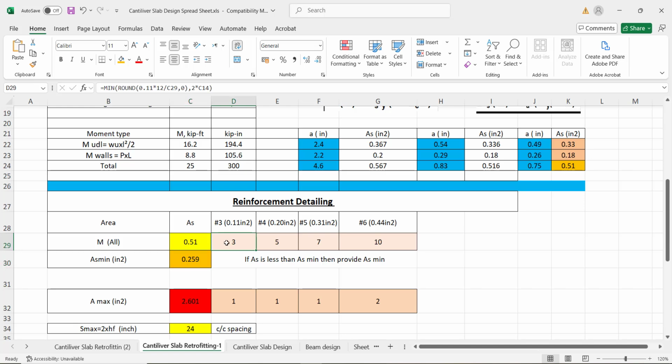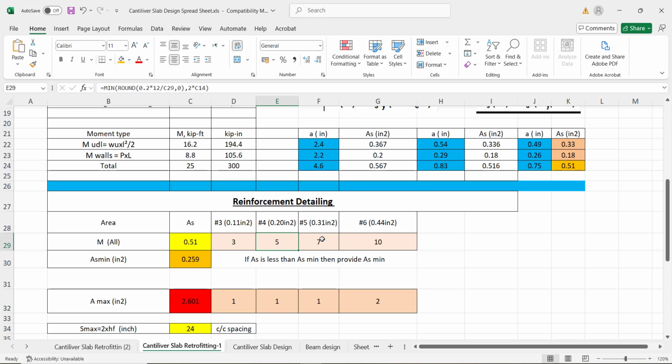Then coming to the steel calculation, for the bar calculation, I have put 3 or 4 bar options. If someone is using number 3 bars, he has to provide 3 inches spacing, which is not recommended and not allowed by the code as well. Then if number 4 bar is used, provide 5-inch spacing.